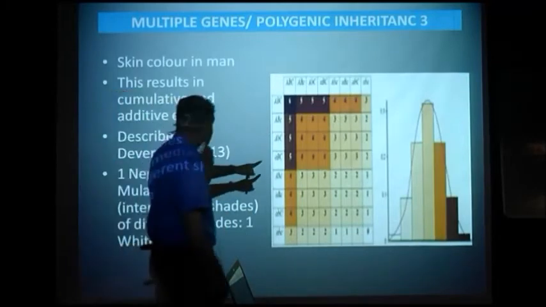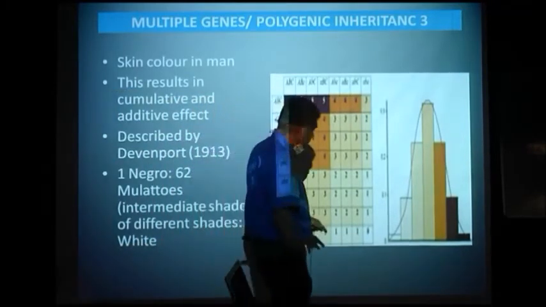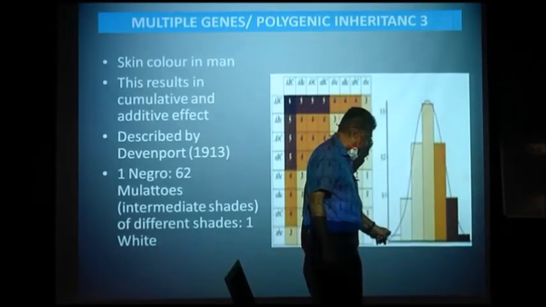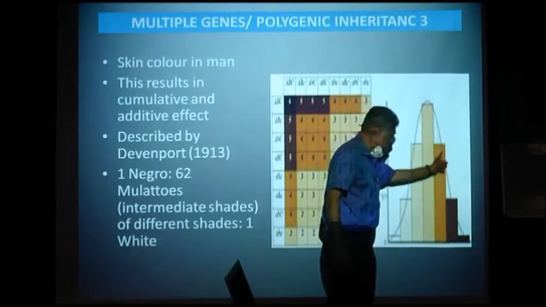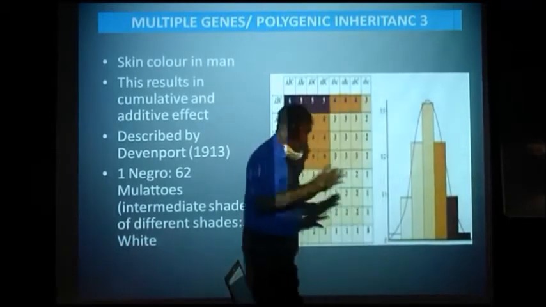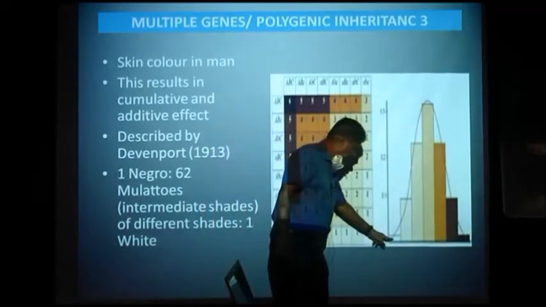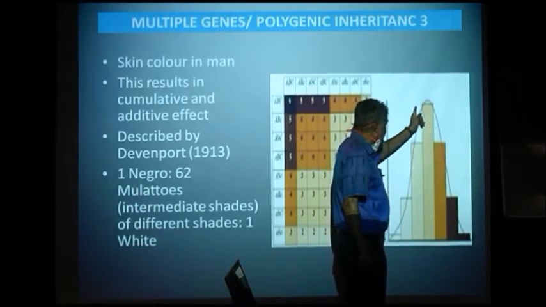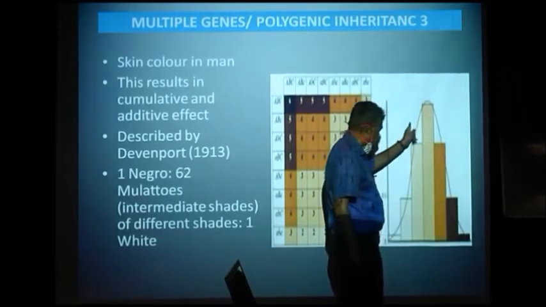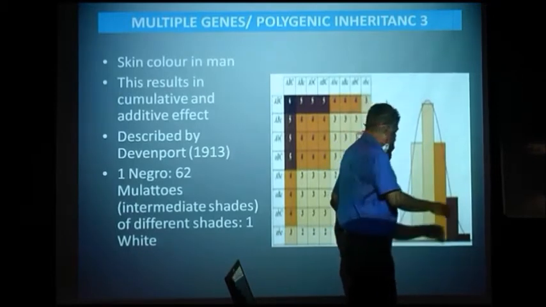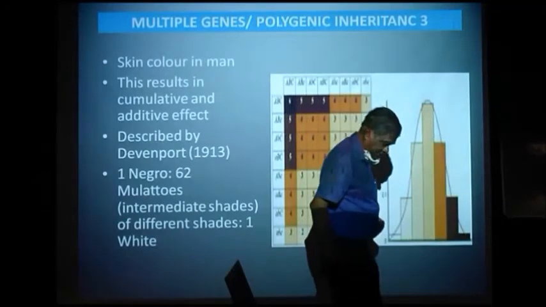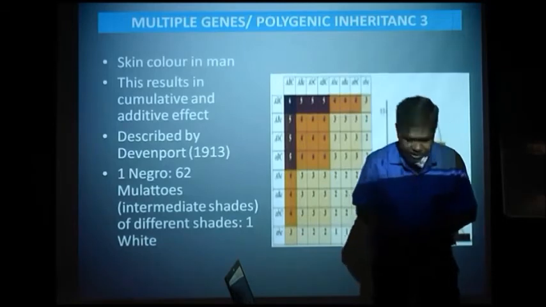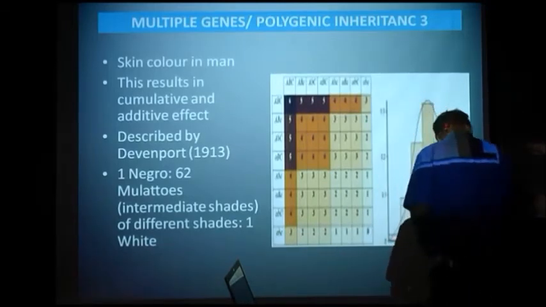Now, this is the same condition. You will find that this is dark, this is white, and you get a range from here to this position. Now, which is the minimum number? Total white, total dark. Gradually, you get a bell-shaped curve, and in the center, the medium colors are the maximum.